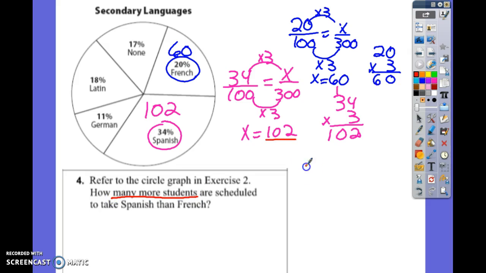Number of students that are going to take Spanish is 102. Number of students that are scheduled to take French is 60. So I will subtract. 2 minus 0 is 2. I need to borrow, make the 10 a 9. 9 minus... Okay, sorry about that. I do not need to borrow, so let me get rid of that. We have Spanish minus French. 2 minus 0 is 2, and 10 minus 6 is 4. So the answer of how many more students are scheduled to take Spanish than French is 42.